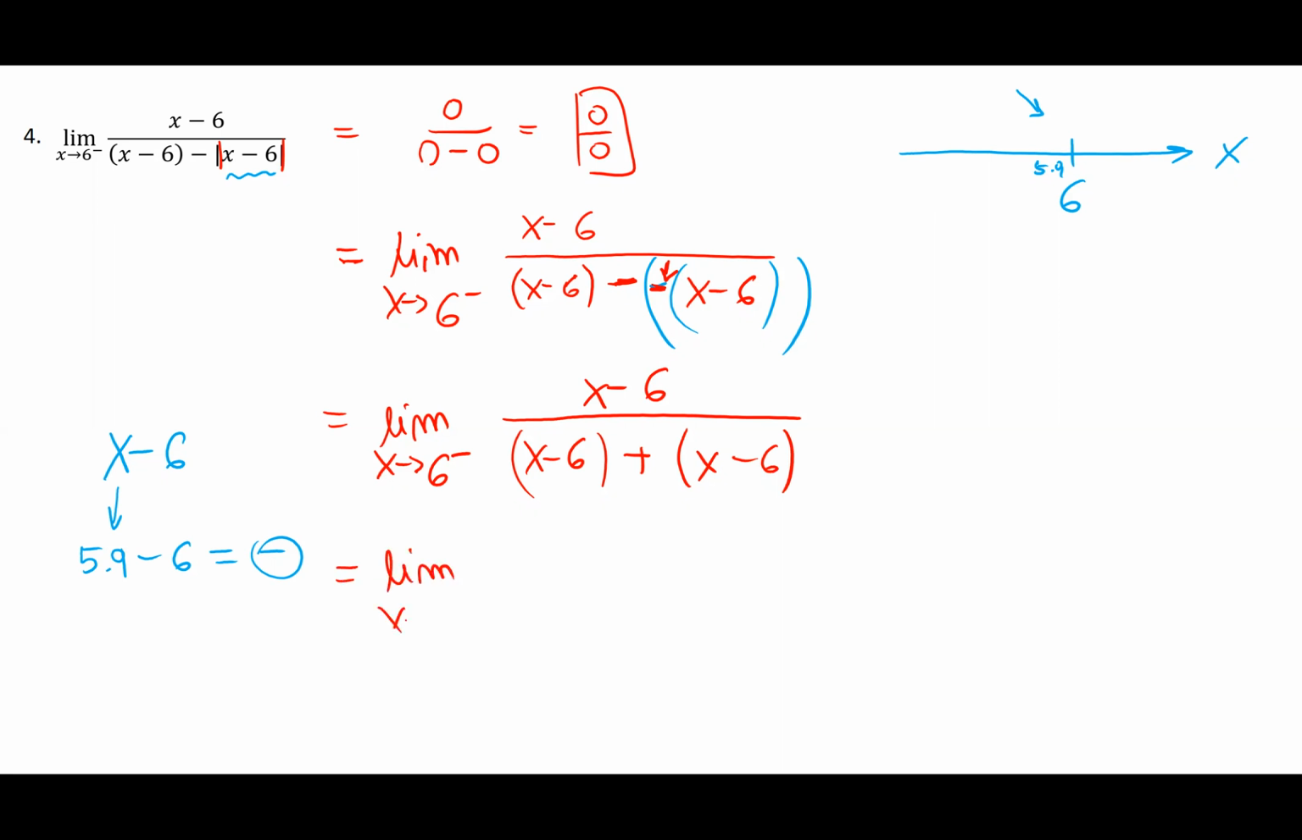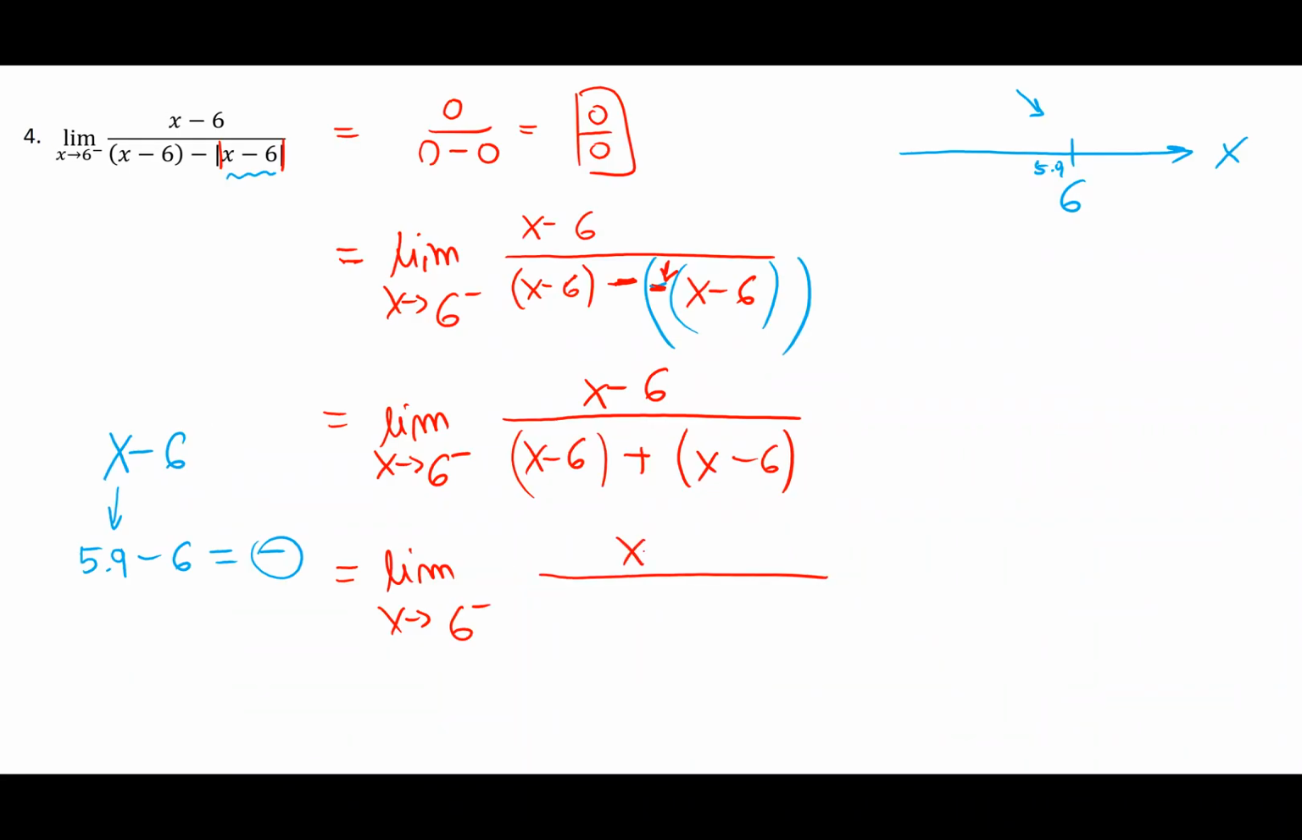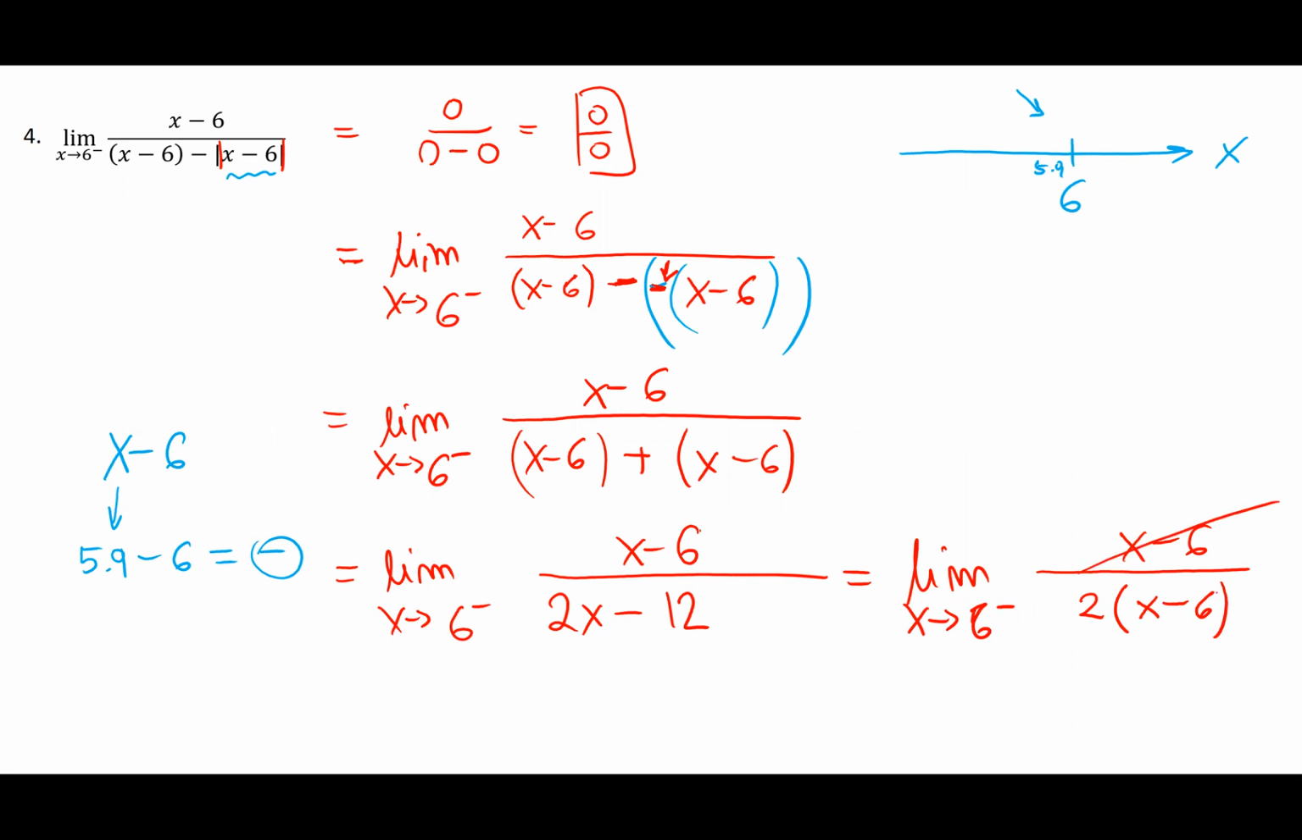We can probably see the answer now, but let's make a nice simplification. x minus 6, x plus x is 2x, negative 6 and negative 6 is negative 12. Okay, and then limit as x goes to 6 from the left. We do have x minus 6, and in the denominator I can factor out 2 times x minus 6. And that's my common 0. 1 left on the top, 2 left in the denominator.